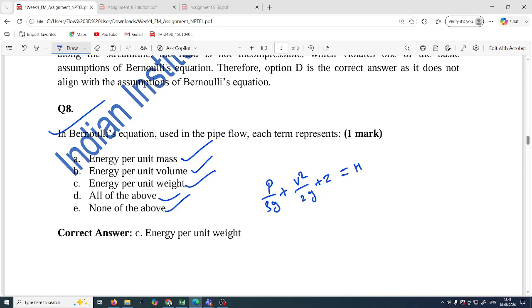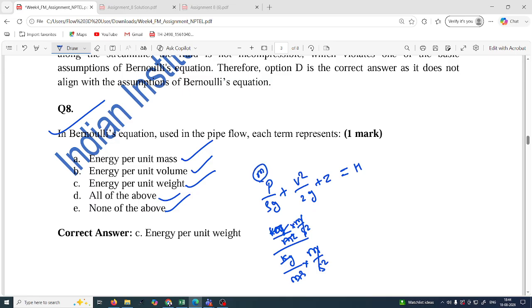So P is force, that is Newton per meter square, divided by kg per meter cube into meter per second square. And what is Newton? This is kg into meter per second square. So meter per second square cancels out, kg cancels out, meter cube square cancels out, so only 1 meter is there.